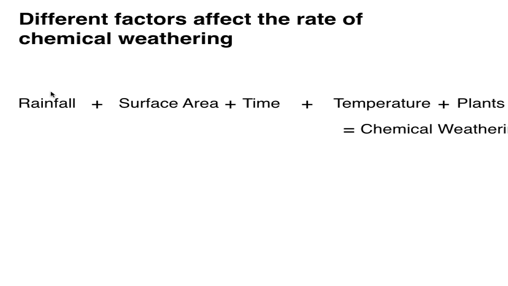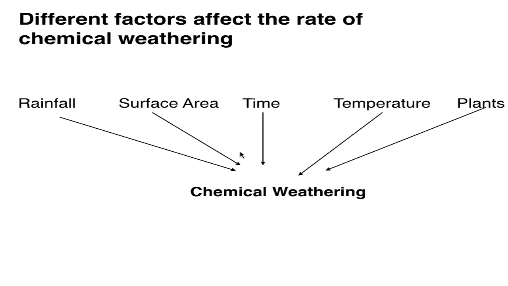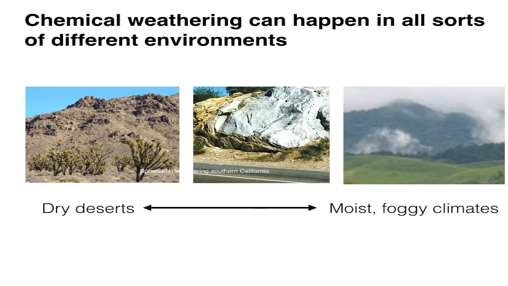Well, one way we can do that is by saying the rainfall, the surface area, the time, the temperature, and the plants. Well, those all add up to chemical weathering. So maybe we can express that as an equation. That's kind of a cute thing to do, but I'm just not happy with how that looked. So maybe visually it looks better to show them as arrows, saying that each one of those are factors that contributes to chemical weathering. And now a viewer can look at this and they can very quickly see what's going on. There's chemical weathering, and what factors lead to it. It's all those things. What about the locations?